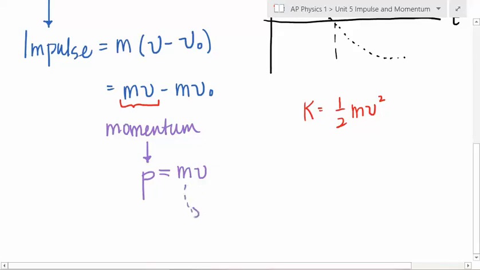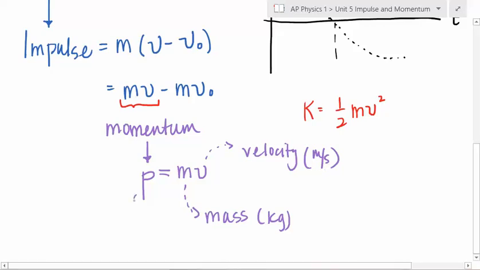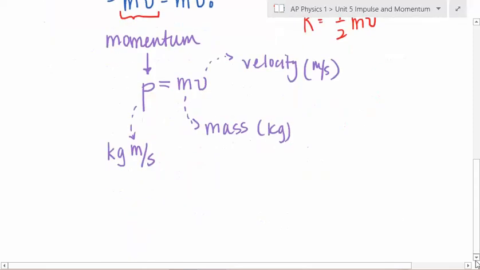So the mass is in kilograms, and the velocity is in meters per second. So what is the unit for momentum? What did we multiply? You take kilograms and you multiply it by meters per second. And a Newton times a second should be equal to a kilogram meter per second.